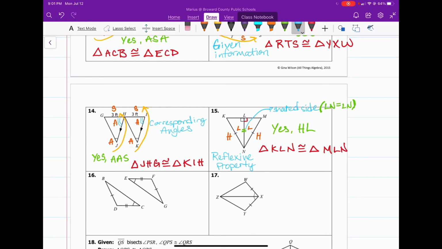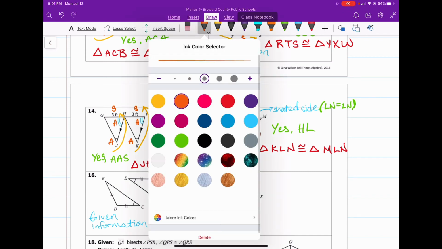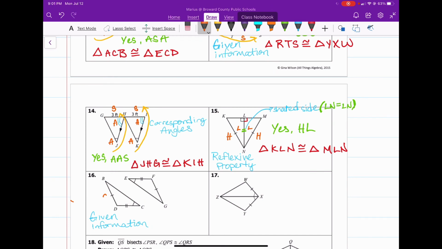Number 16 here. We can only go off the given information. All right. They don't share anything. The diagrams are not together. We don't have any vertical angles or anything. We just have markings. So if we label the markings, okay, we have side, side, angle, side, side, angle.